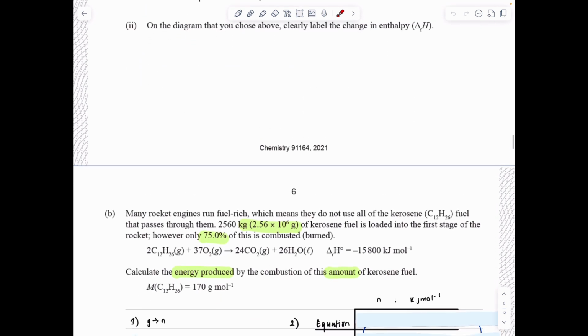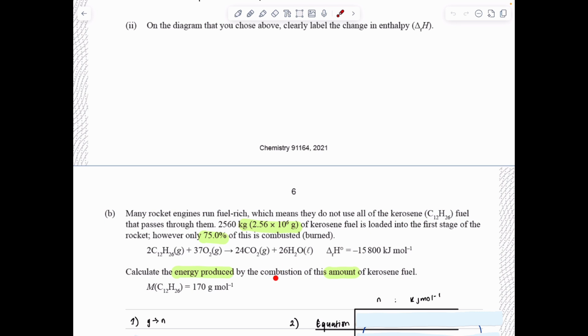Okay. Many rocket engines run fuel rich, which means that they do not use all of the kerosene. So in this case, the rocket is using this much kerosene, in grams. We're always dealing with grams, okay? So only 75% of this is used, combusted. We want to calculate the energy produced by the combustion of this amount of kerosene fuel.